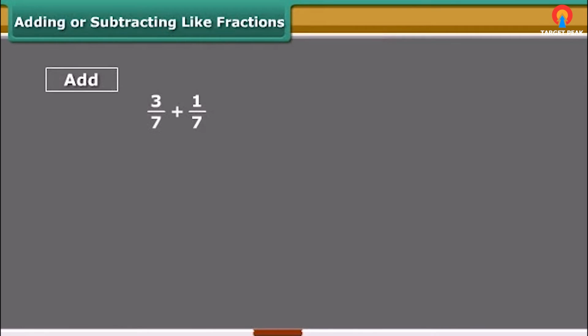Students, sum of two or more like fractions is obtained in two steps. First, we add the numerators. Second, retain the common denominator. And finally, write the fraction including both the results.